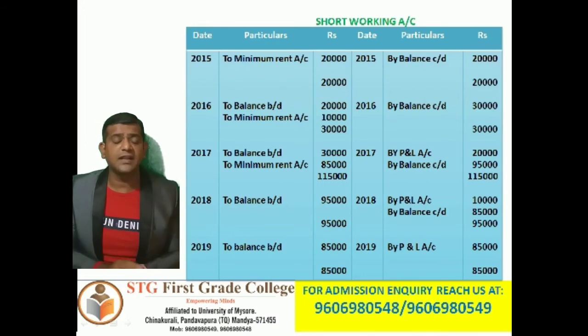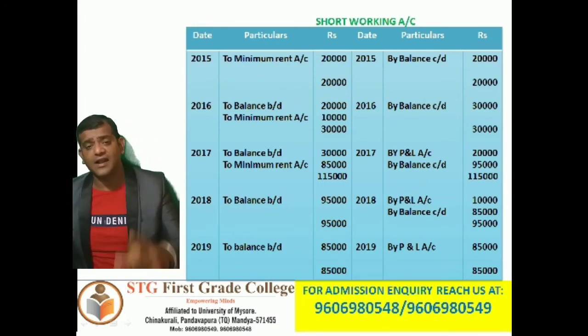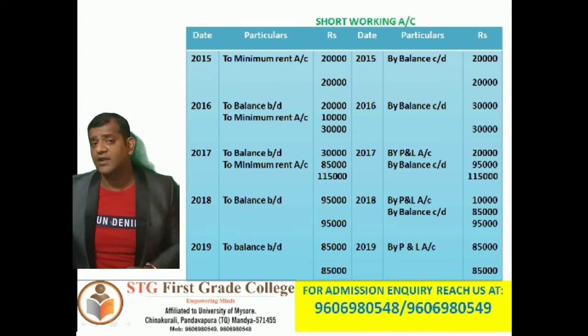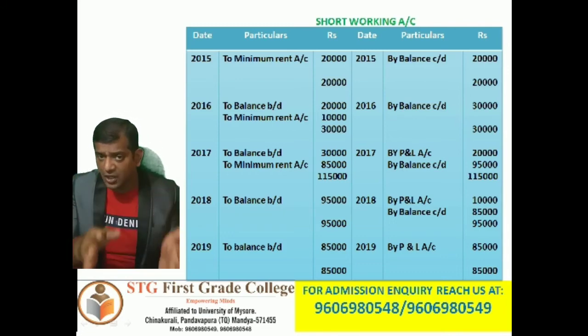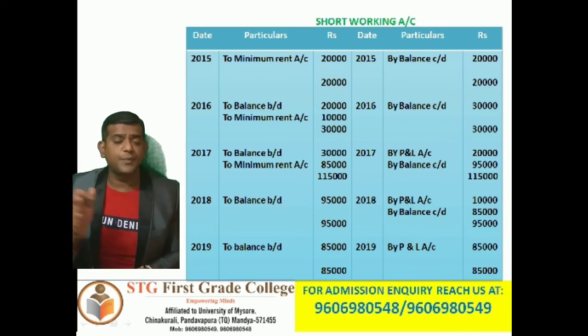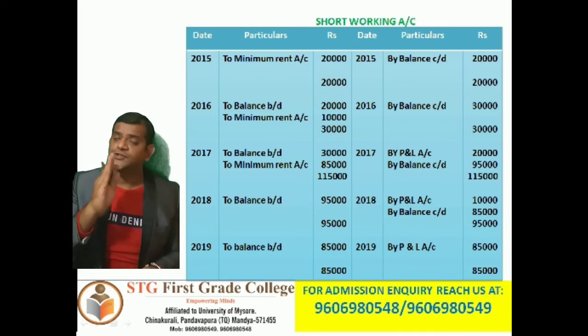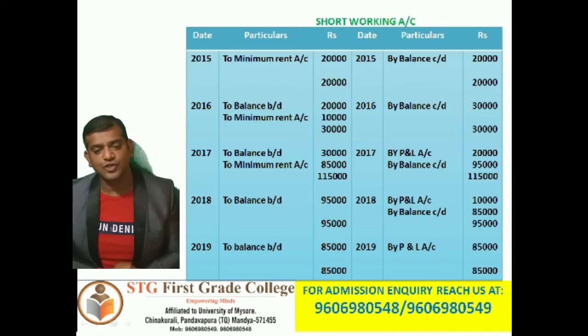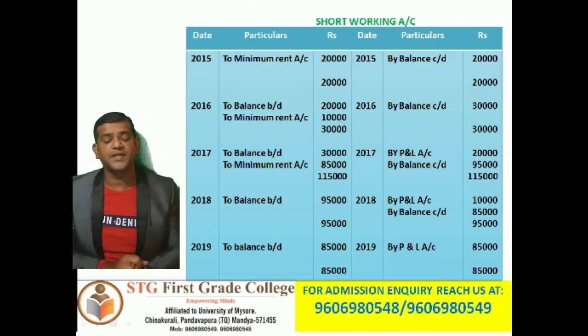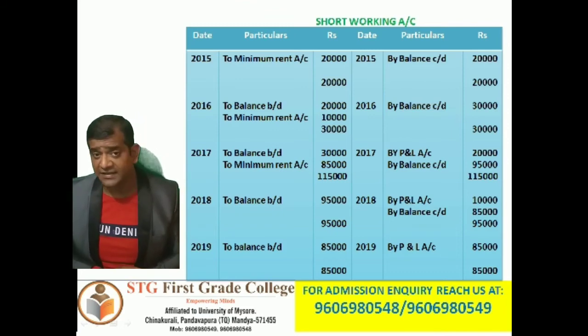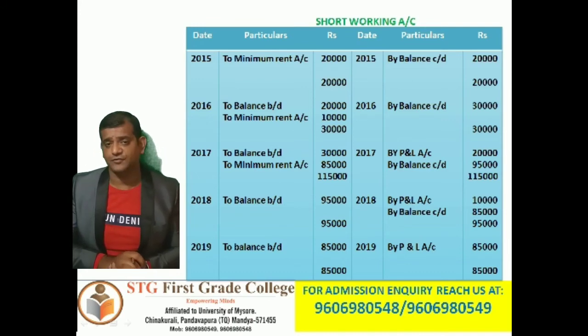So 2018 credit side by P&L account, second year short working, how much? 10,000 rupees. So which we could not recover, so that should be transferred to P&L account. So by P&L account 10,000 rupees, by balance carried down 85,000 rupees. Both the side total 95,000 and 95,000.